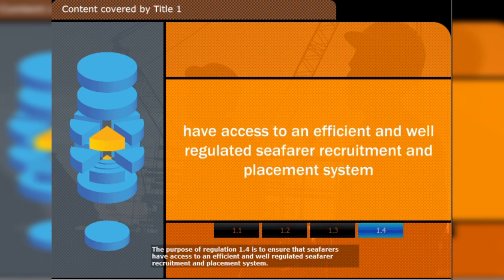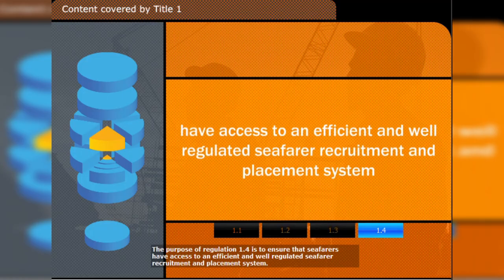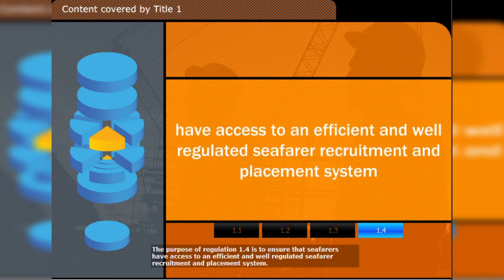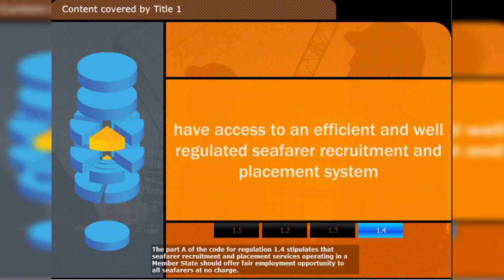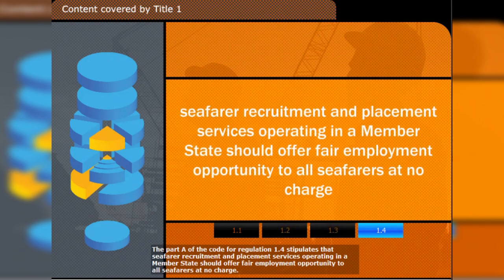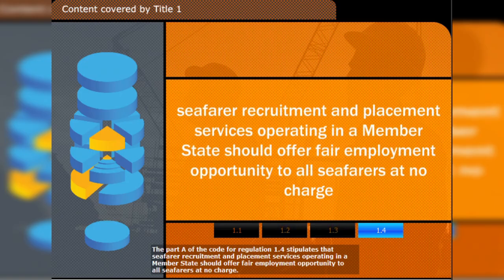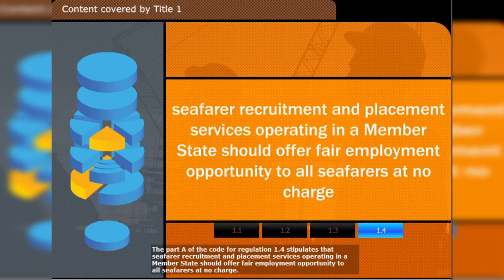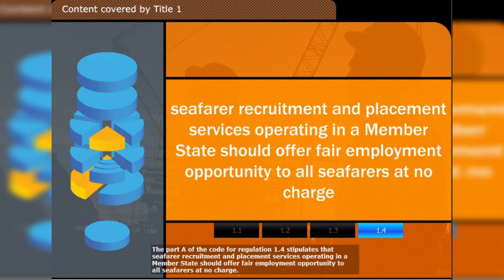The purpose of Regulation 1.4 is to ensure that seafarers have access to an efficient and well-regulated seafarer recruitment and placement system. Part A of the Code for Regulation 1.4 stipulates that seafarer recruitment and placement services operating in a member state should offer fair employment opportunity to all seafarers at no charge.